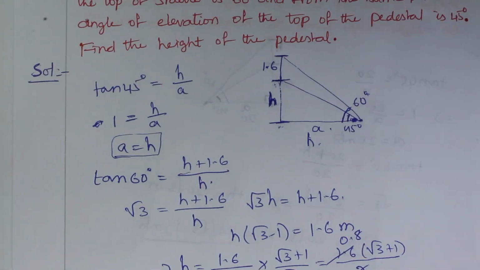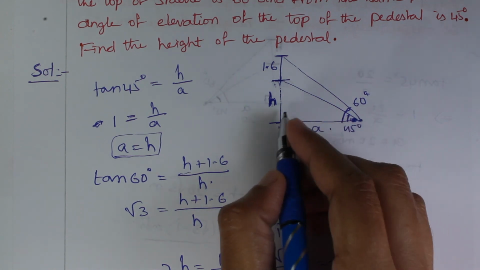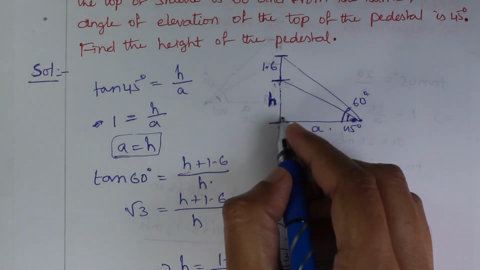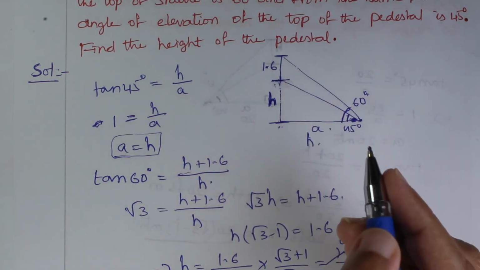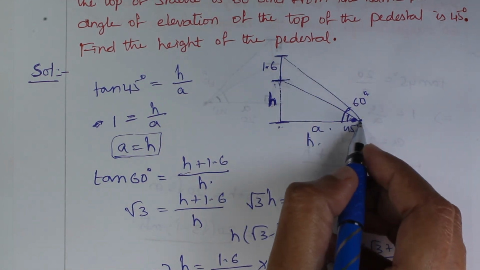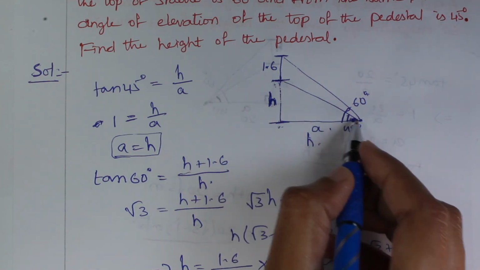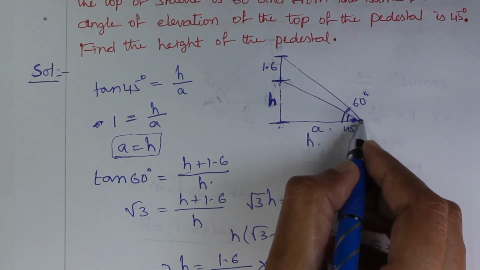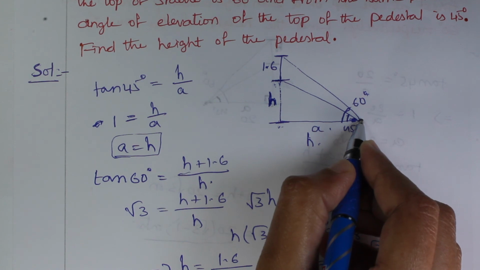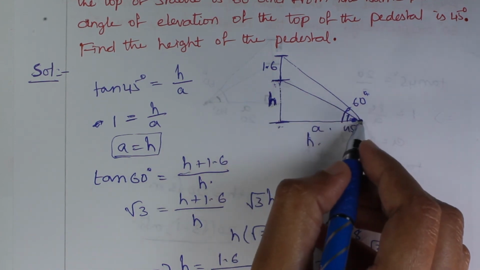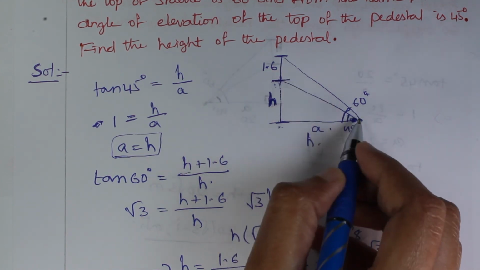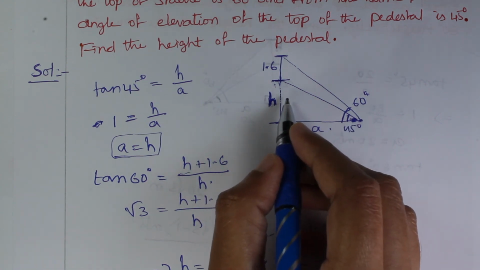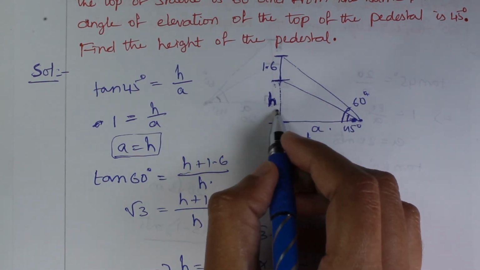I'll explain the figure once again. So there is a pedestal on which the statue is standing. The height of the statue is 1.6 meters, and the angle of elevation of the top of the pedestal is 45 degrees, and the angle of elevation of the top of the statue from the point on the ground is 60 degrees. Now let us assume the height of the pedestal to be h. We have to calculate the value of h.